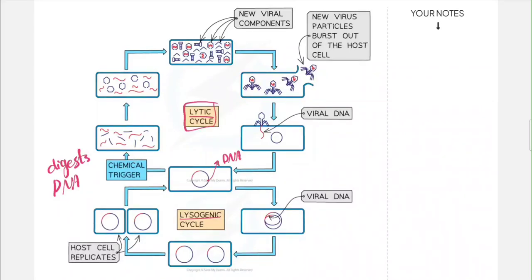It digests the DNA of this host cell and then uses the components of the host cell, such as the ribosomes and other components, to form the building units of the bacteriophage all over again. Now they are totally formed, and the new virus particles are going to burst out of the host cell. And this is the lytic cycle.